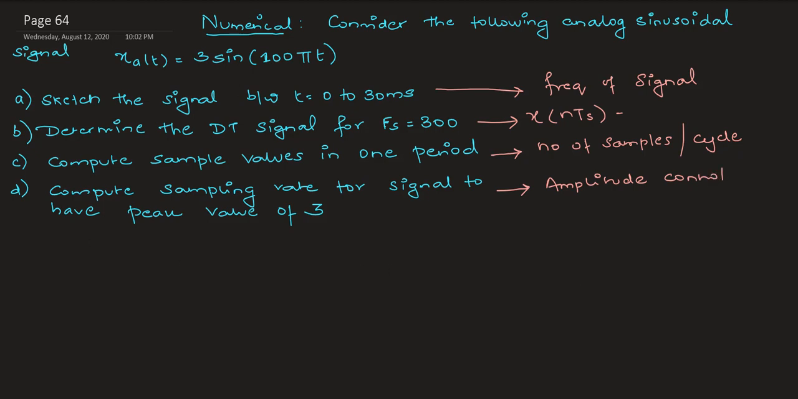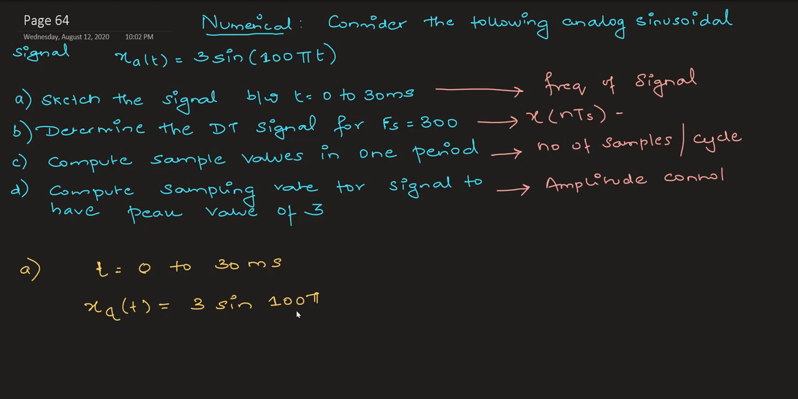And finally, we have a peak value of 3, and that is an amplitude control problem, right? We need to work with the amplitude of the sinusoid and get the amplitude to a maximum value of 3. What should be done in order to achieve that? So let us see the first sub question.